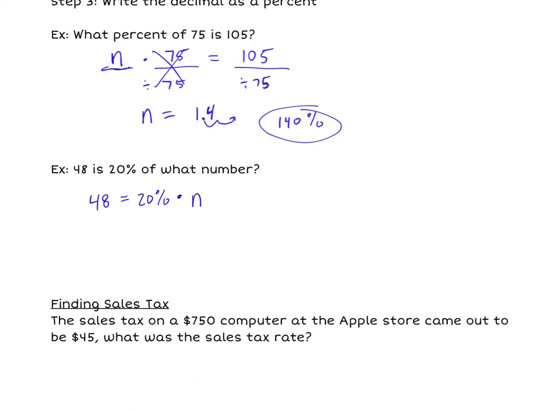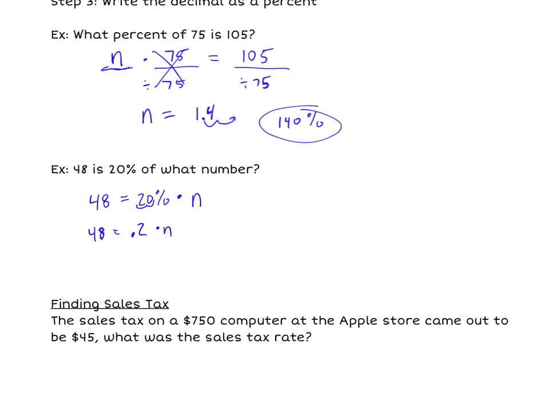Now, I have an issue here. My percent has a percent sign. I need to make it a decimal because you can't put a percent into your calculator. So 48 equals, what's 20% as a decimal? 0.2 because you moved your decimal. How many places, Mason? 2 to the left. So 0.2 times n.